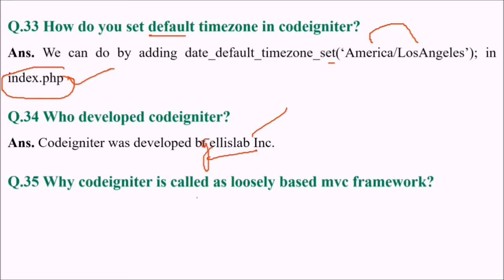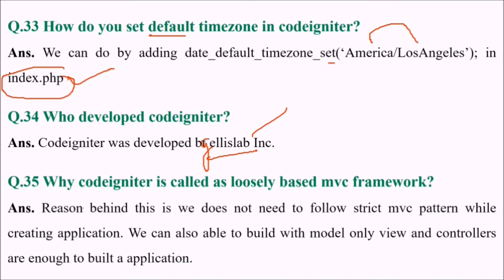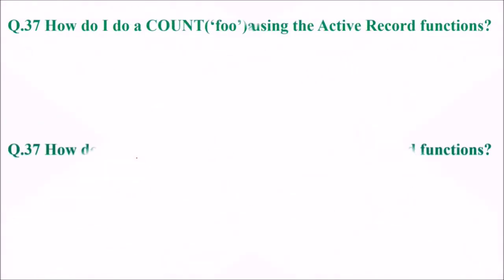Why is CodeIgniter called a loosely based MVC framework? The reason is that we do not need to follow a strict MVC pattern while creating an application. We can also build it without the model. Only view and controllers are enough to build an application. So this is very important. View and controller, but model is optional. It is an integral part, but it is optional. That is why it is a loosely based MVC framework.